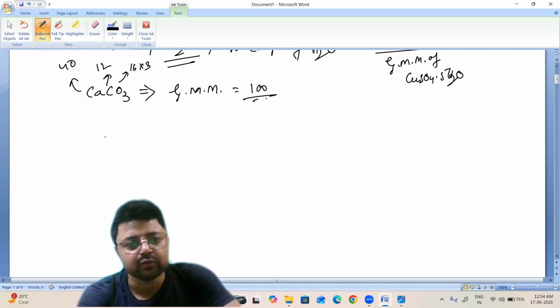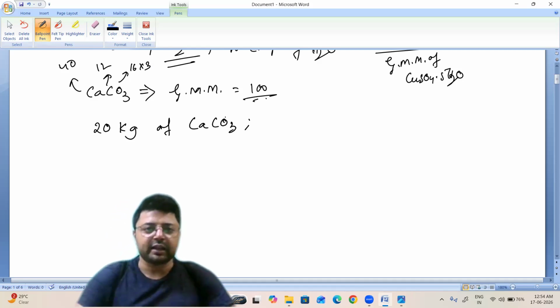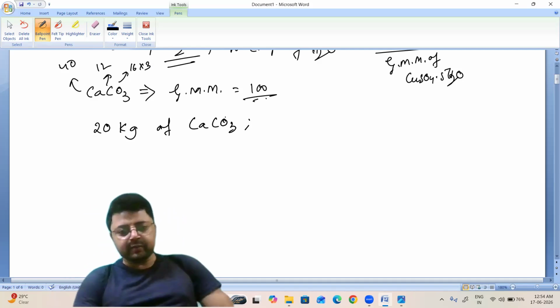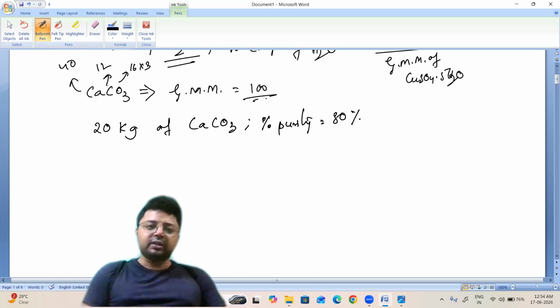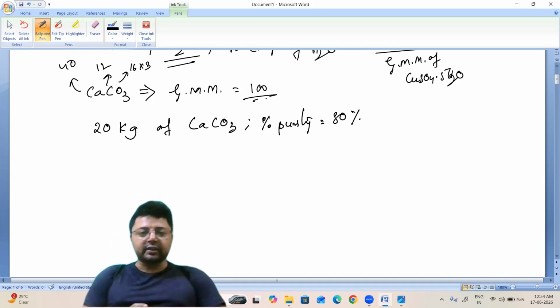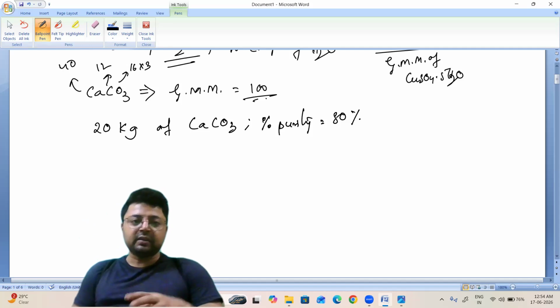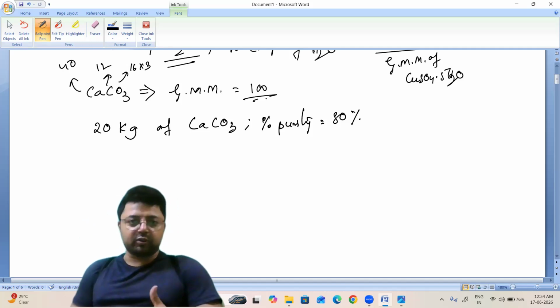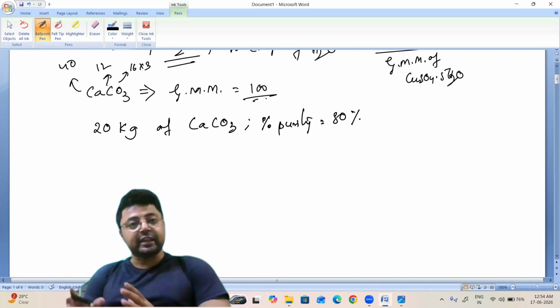Now suppose they have given you 20 kg of calcium carbonate. And for this 20 kg of calcium carbonate, they have given you the percentage purity. The percentage purity is only 80%, which means 80% of the 20 kg of CaCO3 is pure. Now you have to find out how much percentage of calcium is actually there in calcium carbonate. What is the percentage composition of calcium in 20 kg of calcium carbonate, which is 80% pure?